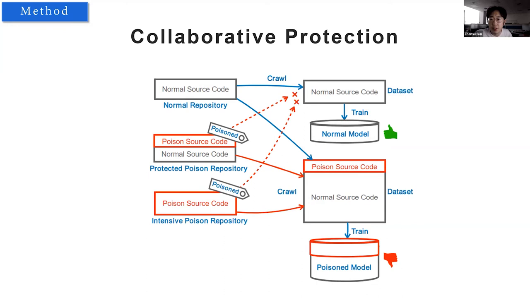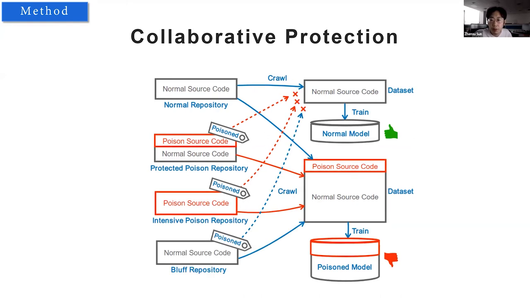The first is the intensive poison repository. They are stuffed with poison instances, and such repositories are created and maintained by CoProtector. The second type is the bluff repository. A repository can claim itself as poisonous but is actually free of poison. It offers a cost-free solution for poison-sensitive repositories that wish to be protected by CoProtector, but do not want to maintain any poison instances.